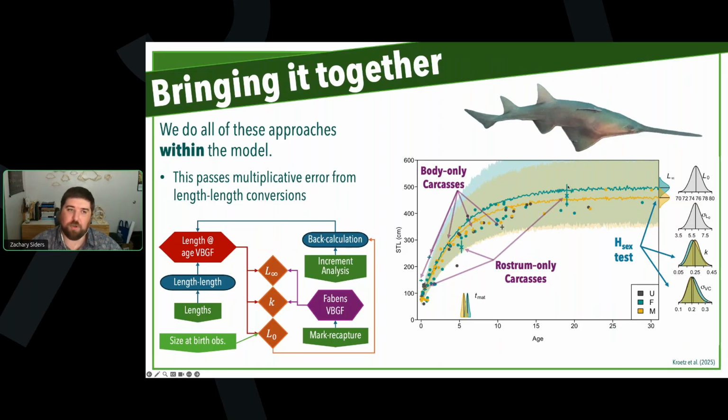And along the way, we can do everything that we've already been talking about. We can compare parameter estimates. We can estimate the full model and compare sex-specific ones. In this case, to Andre's question here, the LOOIC says that there's a shared parameter estimate between them. So there's no sex-specific differences in growth, which is pretty cool.